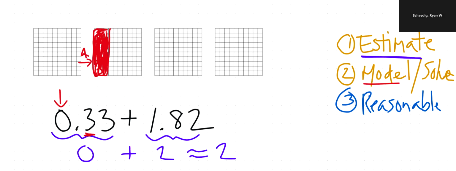So that's 8 more. So 1, 2, 3, 4, 5, 6, 7, 8. And maybe I should do that in another color so we can see that that comes from a different number. So I've shaded all this in. All of this being shaded in means this is definitely 1 whole.